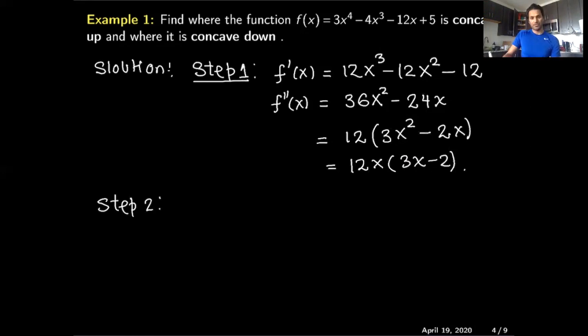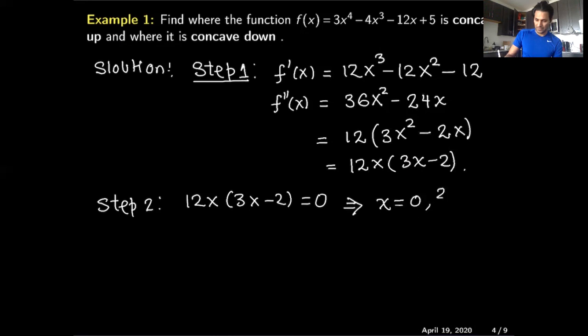So in step number 2, I will put the second derivative of the function equal to 0 and find x. So x will be 0 and 2/3, which is slightly less than 1. So in step number 3, I will do the line test to check the sign of my second derivative.